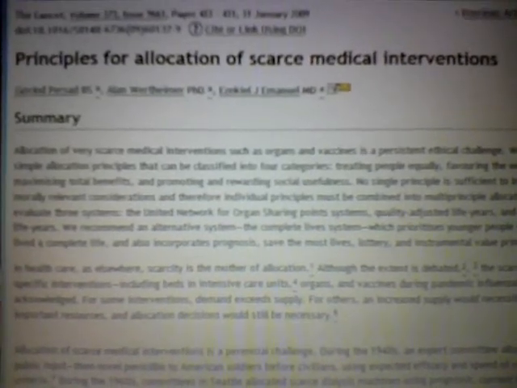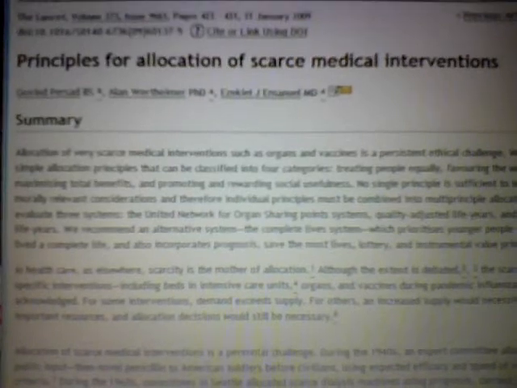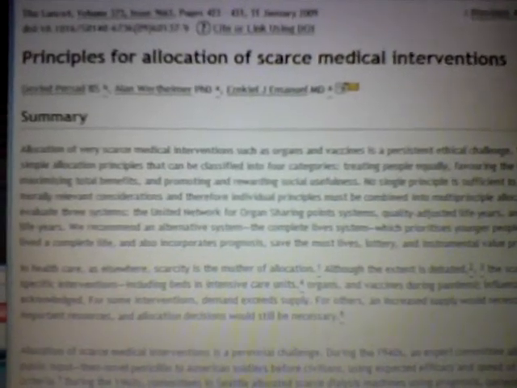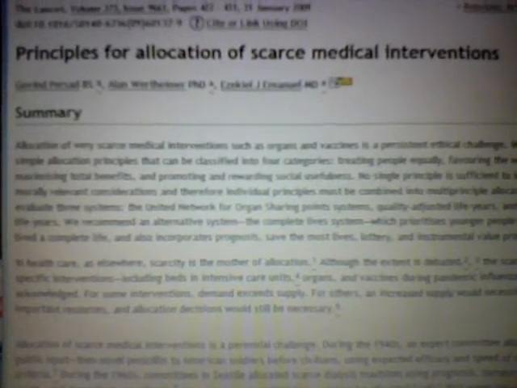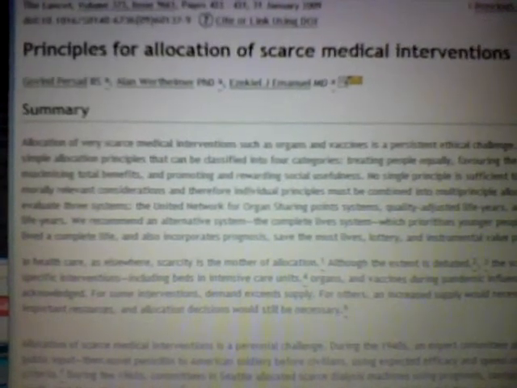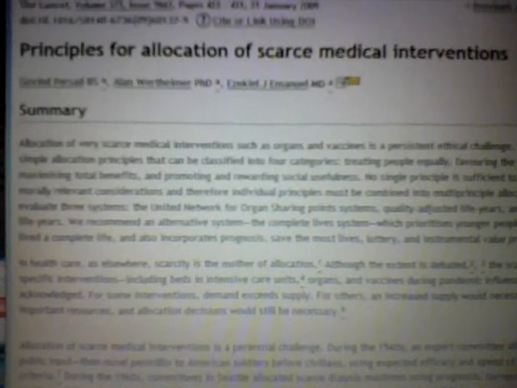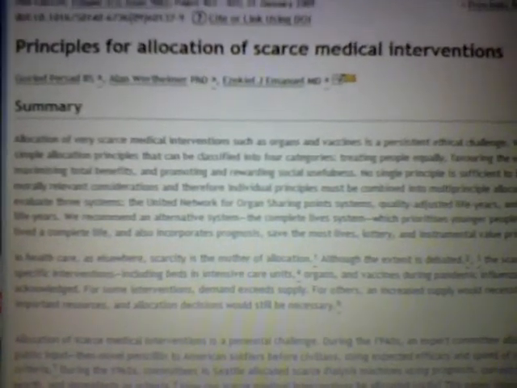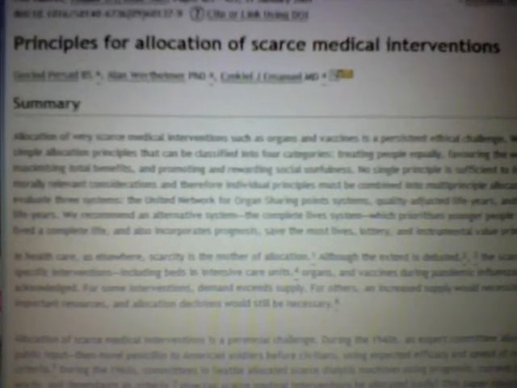This article is supposed to be just about scarce medical interventions. Not, this is not a public plan by any means. This is just if healthcare becomes scarce. Well, if the government takes it over and we're already bankrupt, I think medical interventions are going to become scarce pretty quickly.